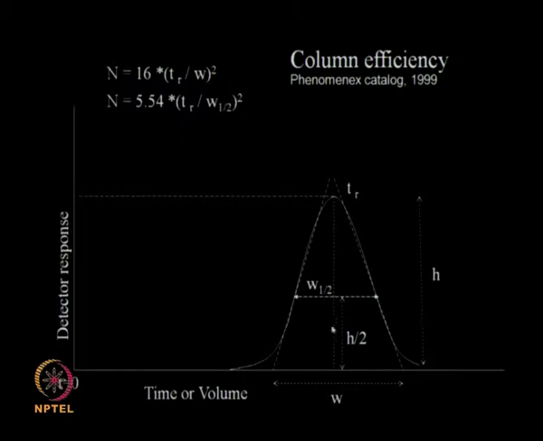So if you are using width at the base, then the formula is n is equal to 16 (Tr by W) whole square. Tr is your retention time. If you are using width at half maximum, then we use n equal to 5.54 (Tr by W half) whole square. So this is a very important formula for measuring the number of theoretical plates or number of theoretical stages.